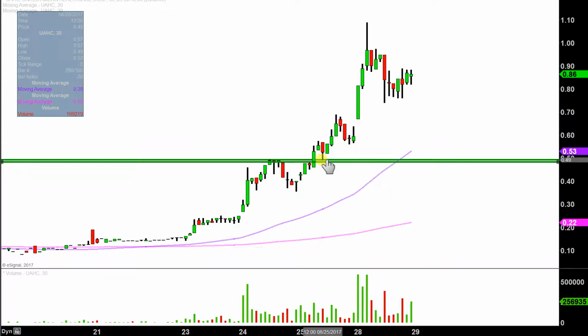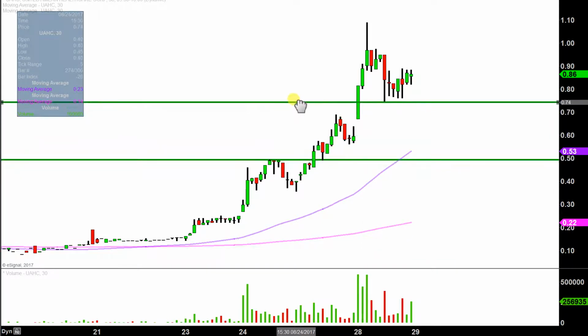But a near-term level of support, and what I would call the ideal level, I mean, what would make this chart look the absolute strongest going forward? That would be if the price can continue to hold up above 75 cents.